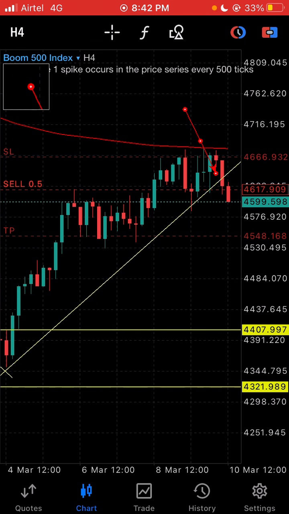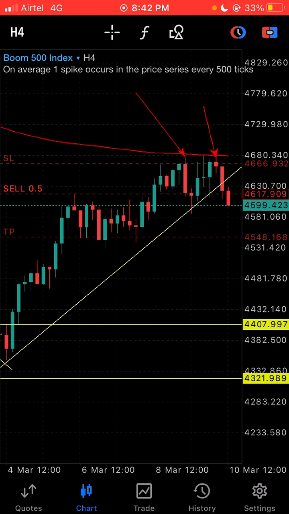So this means moving average can act as support and resistance. In this matter, if you see here, the moving average acted as a resistance, and again we have a moving average which rejected the market, that is acting as a resistance. So if you see, moving average is supporting our price action.